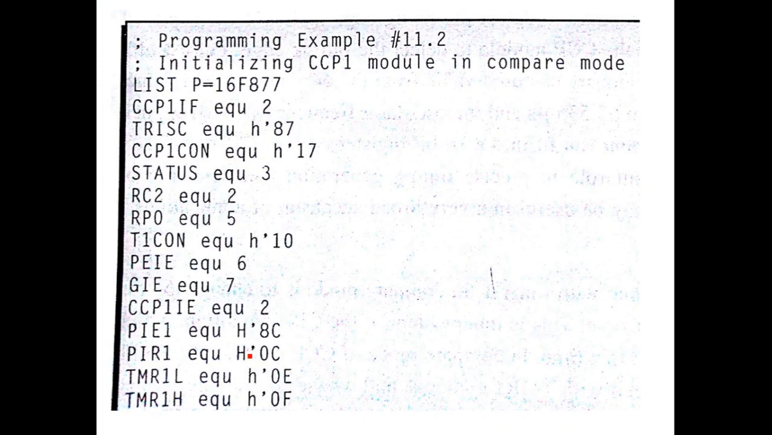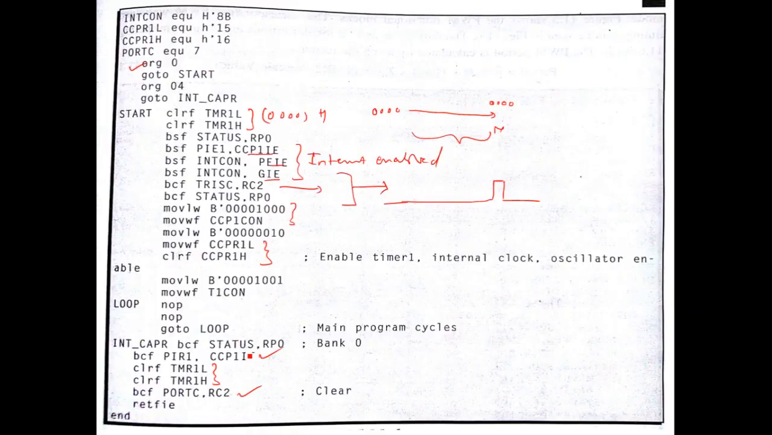So today we have discussed two modes of operation of the CCP module. One is capture mode, another is compare mode. Each mode has some definite applications, particularly in the industrial scenario, where you need this kind of operation.